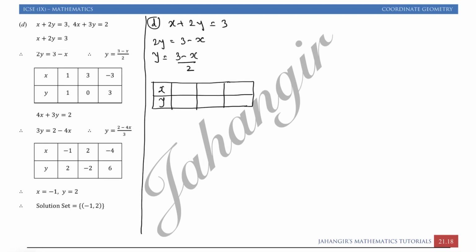We will make a table, x, y. Let us say the first value is x equal to 1. If you take the x value 1, then what is the y value? Therefore y is equal to (3 minus 1) upon 2, that is 2 by 2, which is equal to 1. So if x is 1, y is 1. For the second value you can take x equal to 3. If x is 3, then y will become (3 minus 3) upon 2, that is 0 by 2, which is equal to 0. So if x is 3, y is 0.